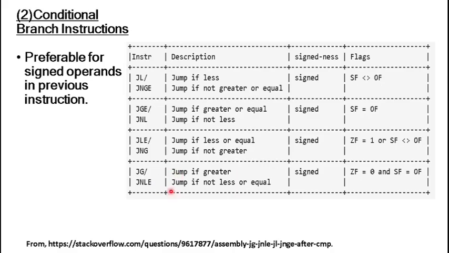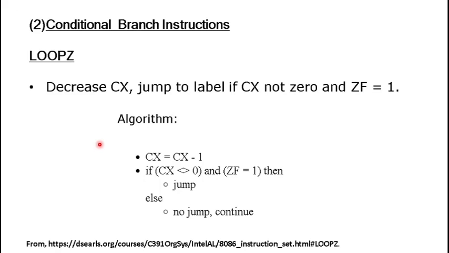Then this one is the case of greater, where the destination is greater than the source. Note that all these things are applicable for signed operands, that is, operands expressed in 2's complement notation. So that finishes the jump based conditional branch instructions.